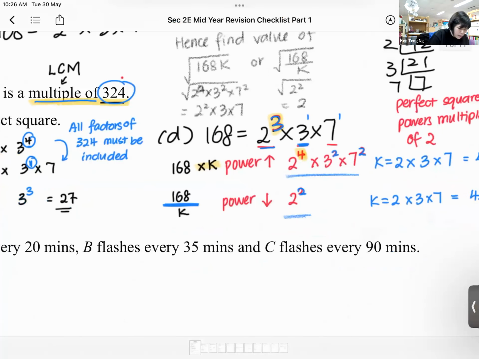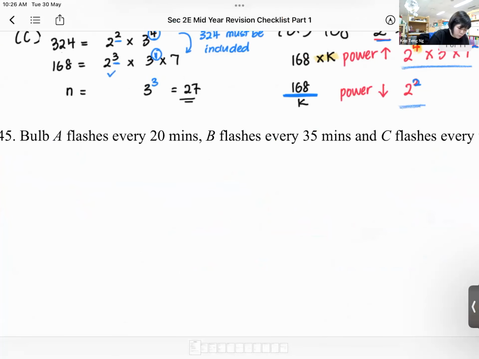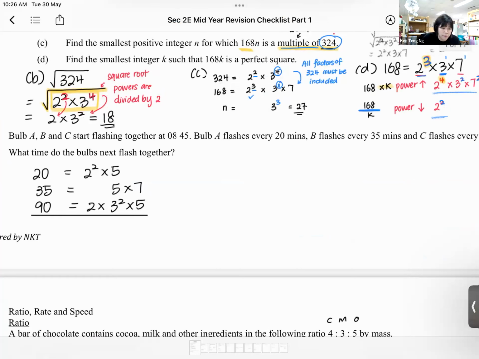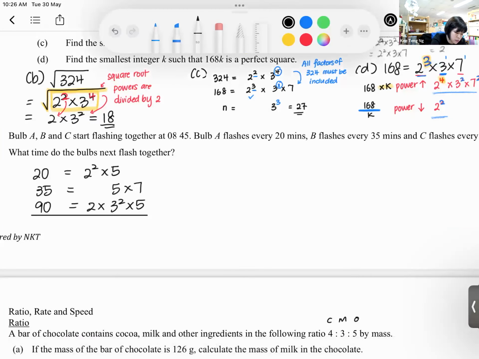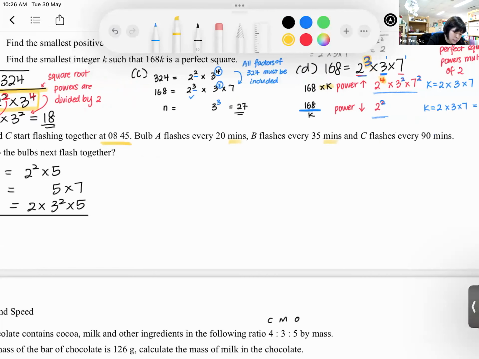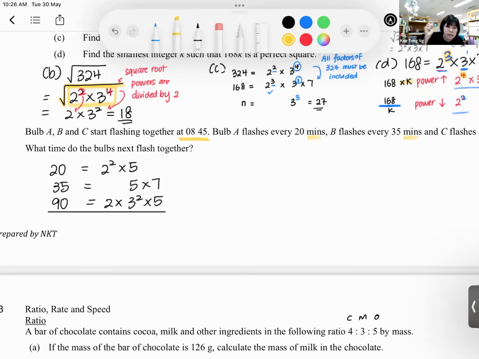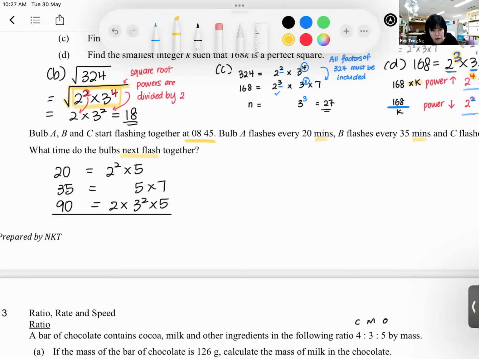Next question. This one, what kind of word problem? The light bulbs: there are 3 different light bulbs, A, B, and C, flashing together at 8:45. This kind where they give you timing, they give you certain information, means you need to use it a bit later. Then you have 20 minutes, 35 minutes, and 90 minutes. Take note of the units, see whether all the units are the same or not. The question is asking for when is the time they will next flash together.